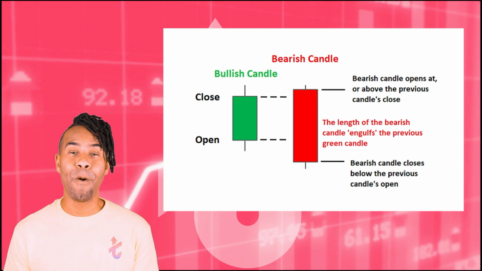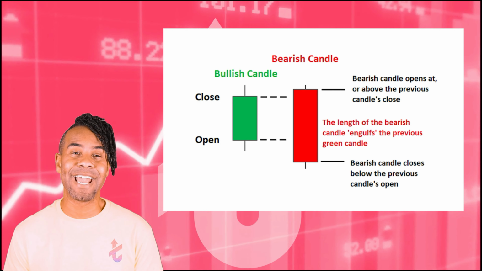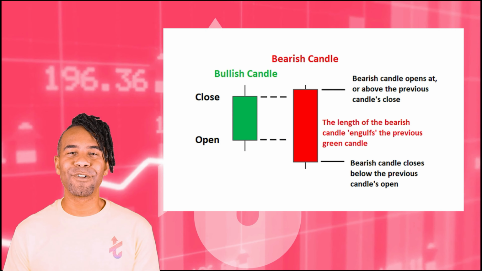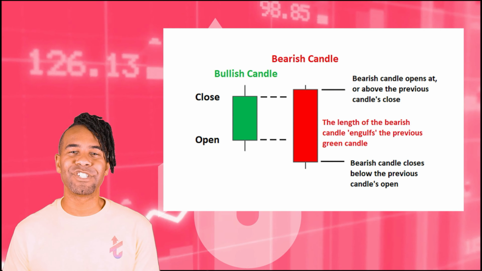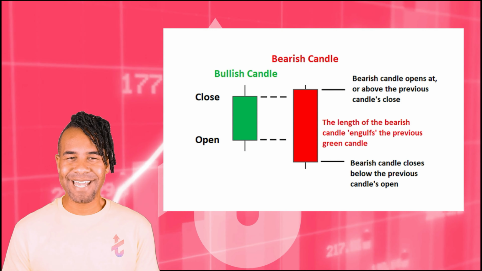The bearish candle opens at or above the previous candle's close. The bearish candle closes below the previous candle's open. Thus, the length of the bearish candle engulfs the previous candle entirely. The large red candle signals bearish momentum. Sellers are aggressively entering the market to push price lower.